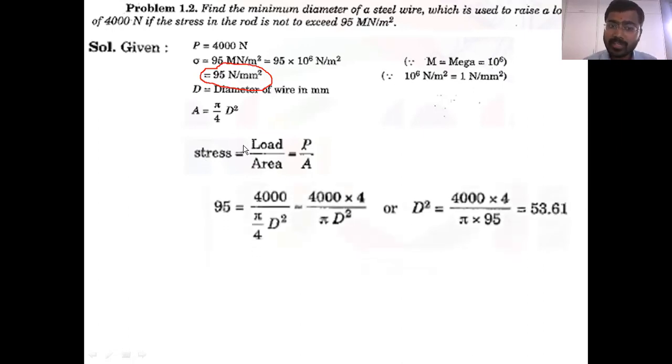So here if you check, we have stress. Stress is 95 mega Newton, so we have 95, which is equal to loading. If you see the loading, we have 4000 by pi by 4 into d square. So from here I can calculate my d, the diameter, which I have got as 7.32 mm. Yes or no?